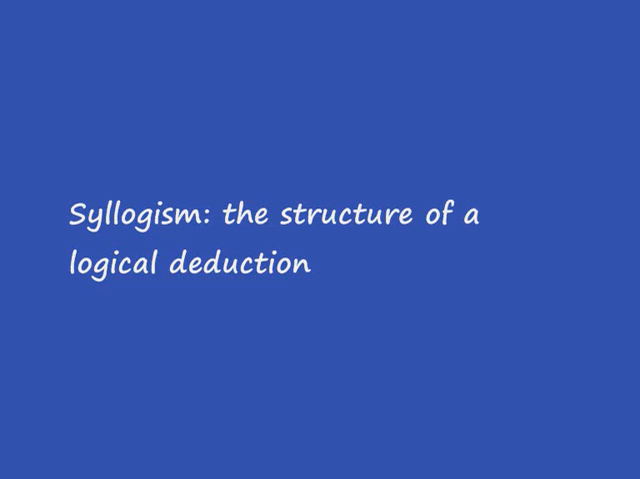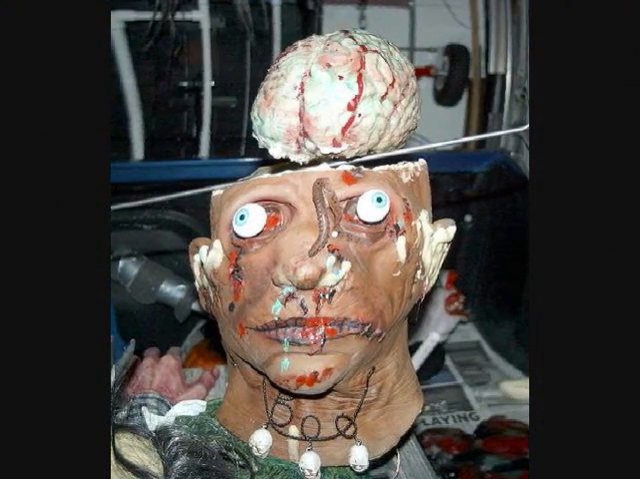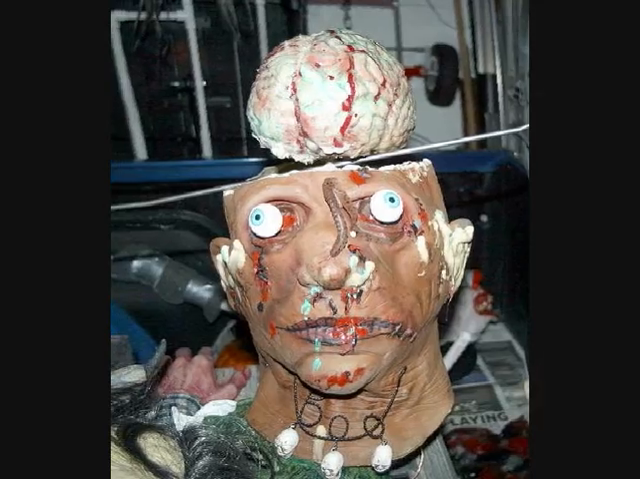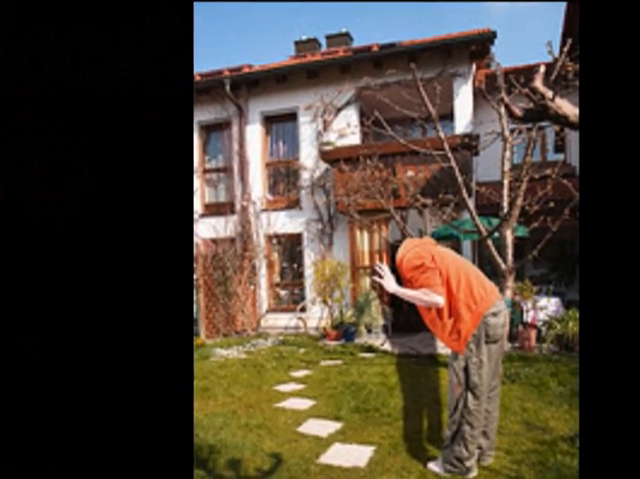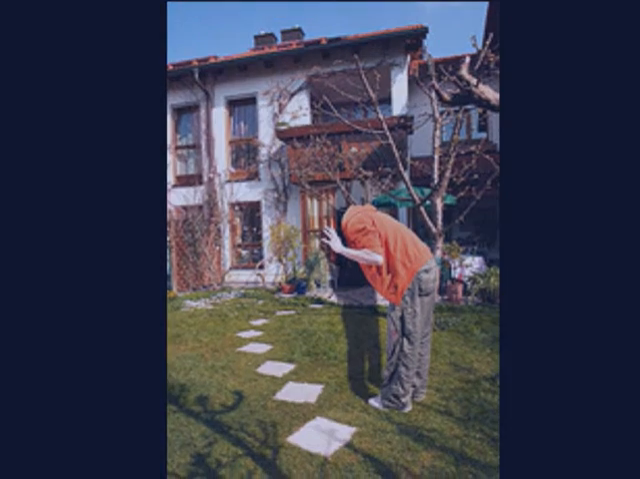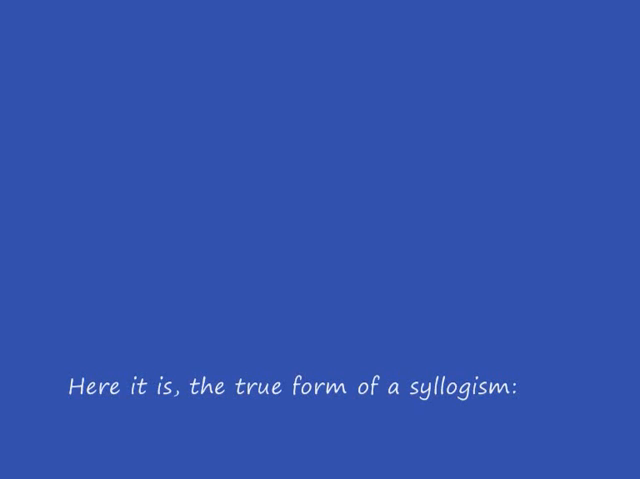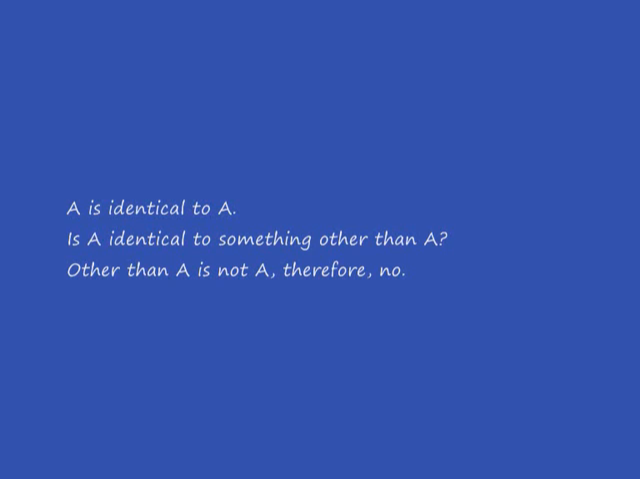This is the structure of the logical deduction that allows true conclusions to be reached. Now this is going to test some of you, but only those of you who prefer to follow established traditions rather than thinking for yourselves. The rest of you should recognize the truth of the following. This is the format of a true syllogism. A equals A. Reflection: is A other than A? Response: other than A is not A. A is A, therefore no.